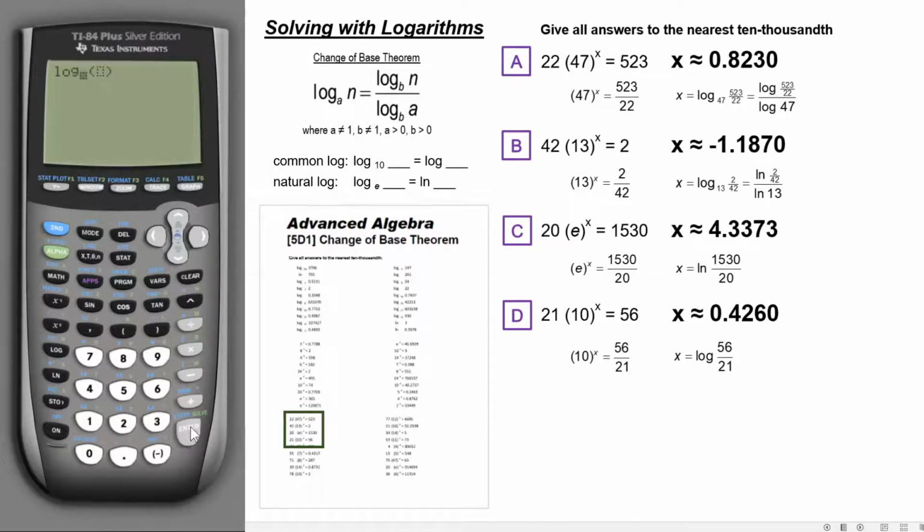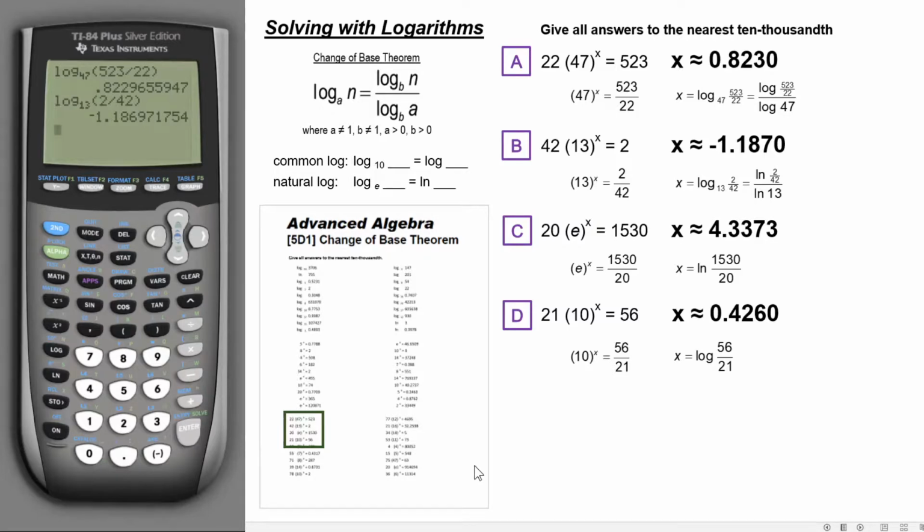If we go back to A, I don't need to do log divided by log. I could have just gone log base 47, move over to here, and type in my fraction 523 divided by 22. Hit enter, and see I still get the 0.8230 that I expected. I could have gone back to math, found my logBASE, see that for my second equation, I could have just gone 13 and then put 2 over 42 here, hit enter, and confirm that I got negative 1.1870.